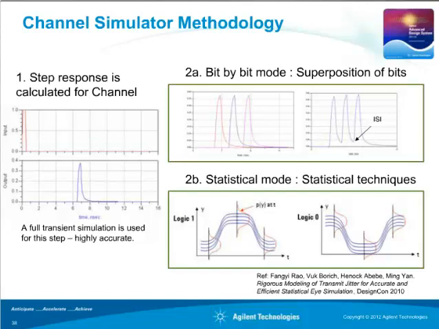And then effectively, there are two modes once you have that impulse response. One is a bit-by-bit time domain, if you like, which is a superposition of bits, as you see there. And then there's also statistical techniques, which take the impulse and the signal distributions and produce an answer in that way.